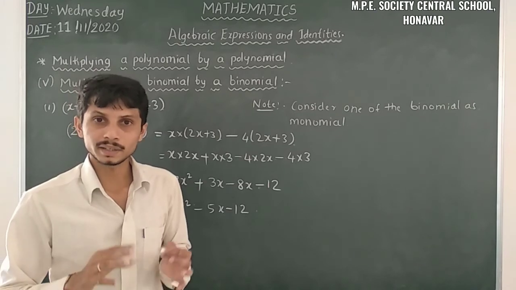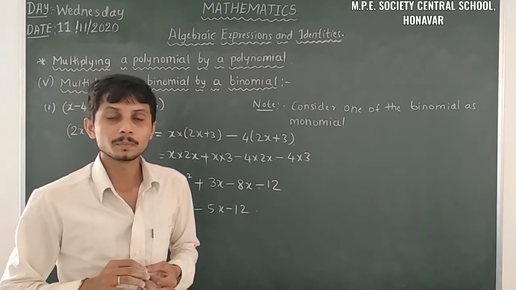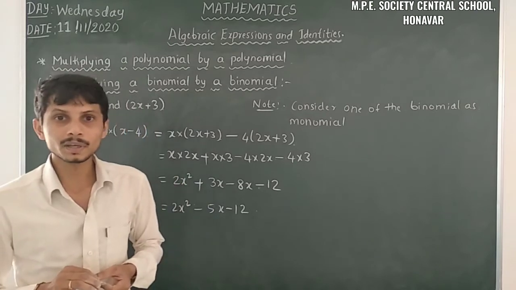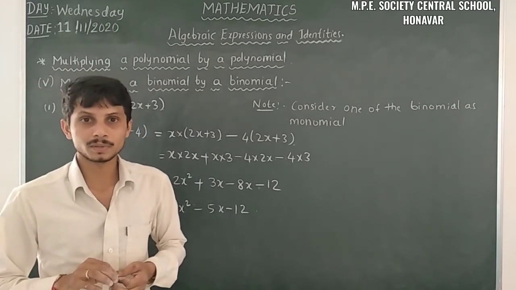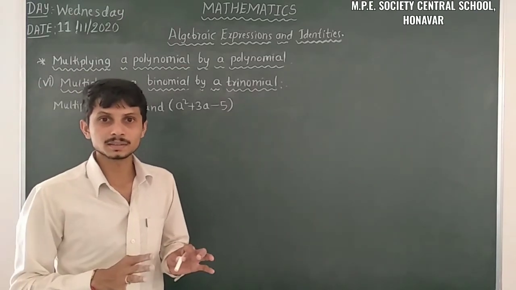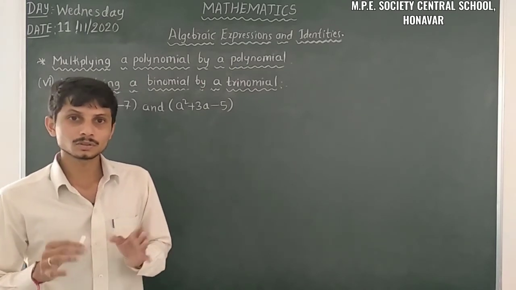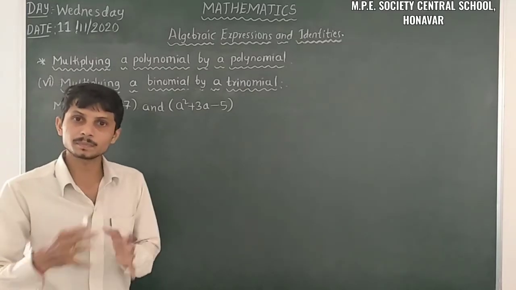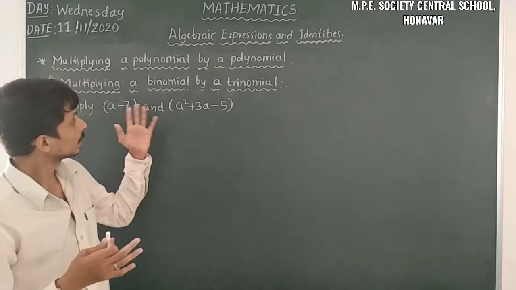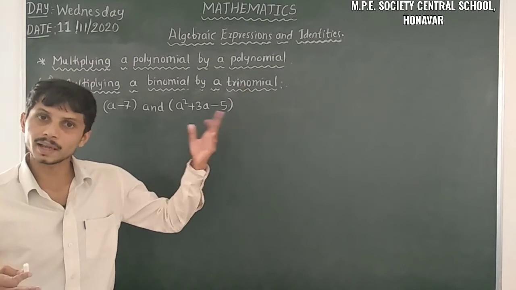So let us move on to the next part, that is multiplying a binomial with a trinomial. Then let us take the last part of this multiplication of algebraic expressions. After this part we have multiplying a trinomial by a trinomial. Likewise, it is continuous.